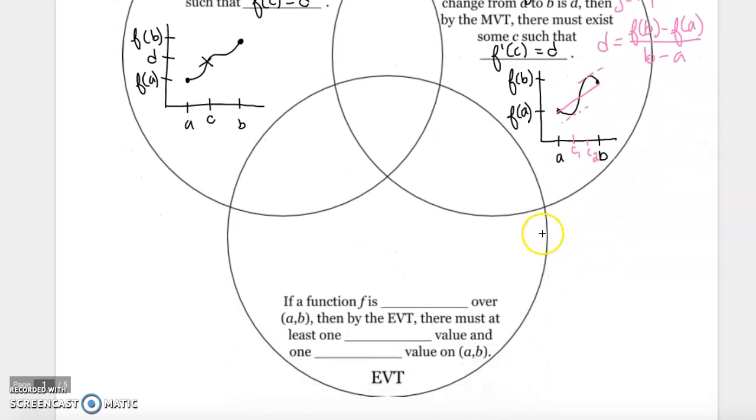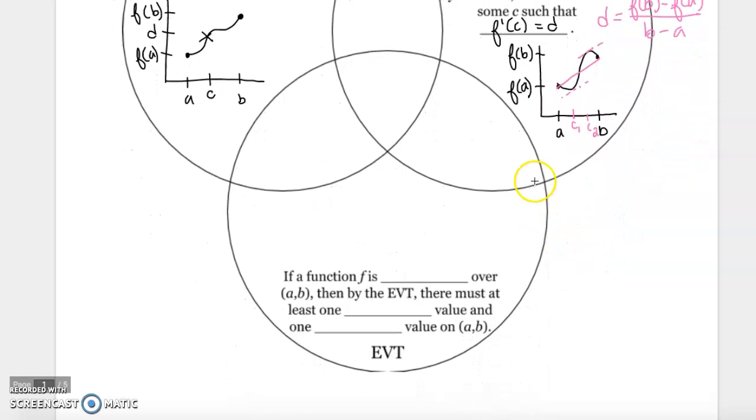And then last but not least, probably the one that's easiest to understand or most intuitive is the extreme value theorem, EVT. As long as you have a continuous function over the interval a to b, then by the extreme value theorem, there must be at least one maximum value and one minimum value on that interval. And we talked about 3 different scenarios that this can happen in.